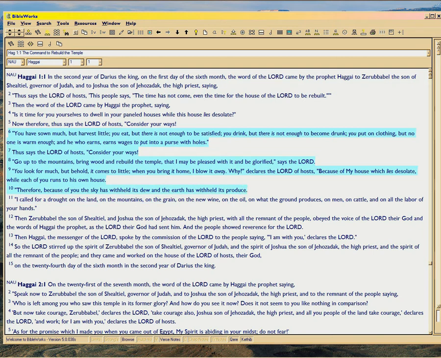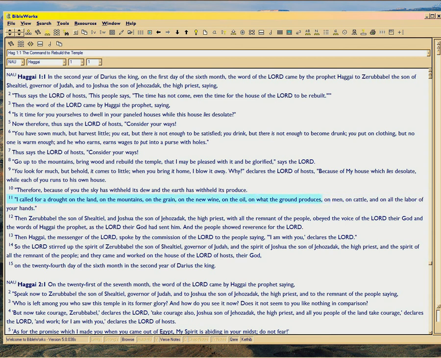Therefore, because of you, the sky has withheld its dew, and the earth has withheld its produce. In other words, they had drought, and therefore no crops. This is why the United States has weather problems. Any nation that has Christians in it that is having bad weather, this is why. We're not building the house of his thinking. The temple is inside us now. It's our fault. Leviticus 26.